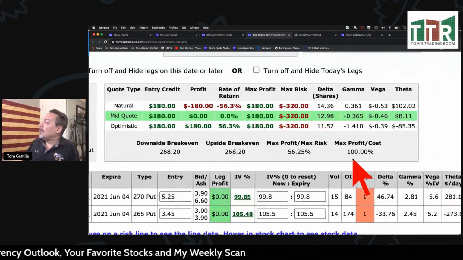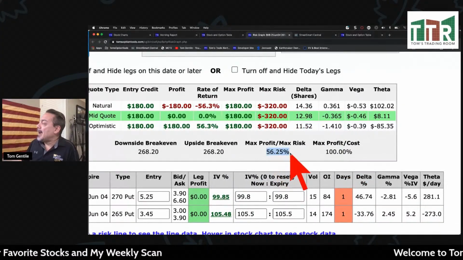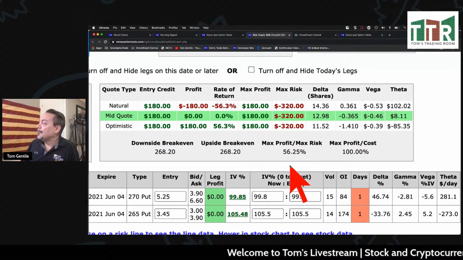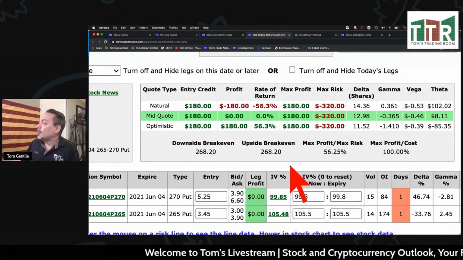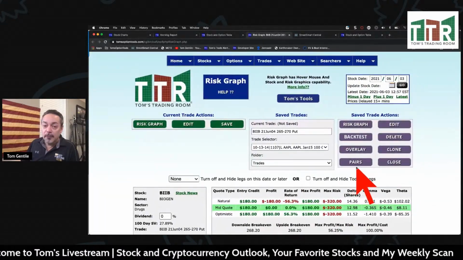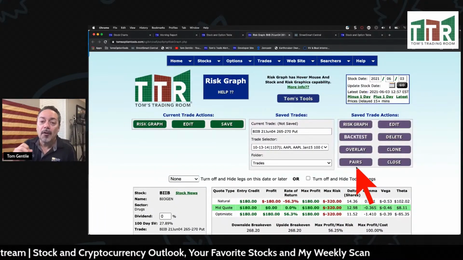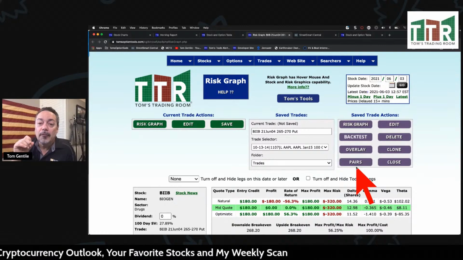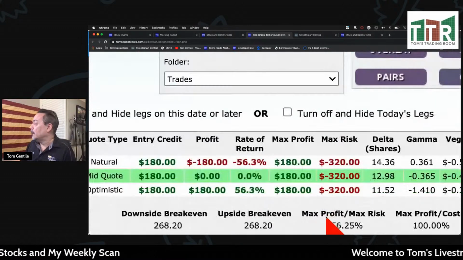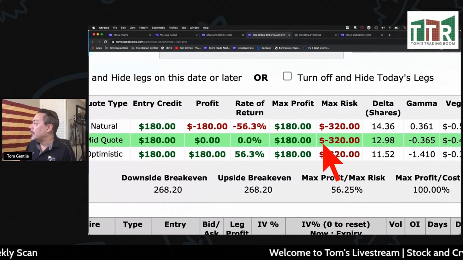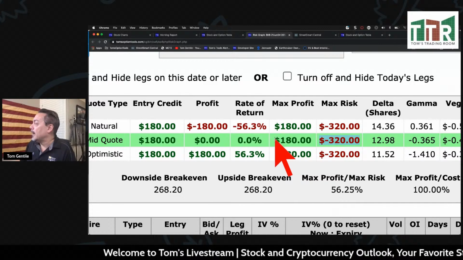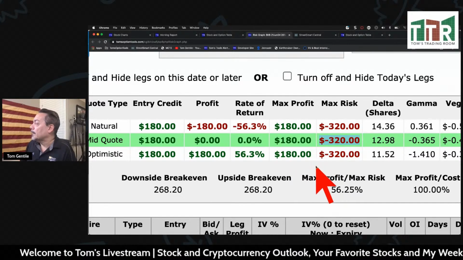What we're looking at is a 56% max profit to max risk on this trade. That's what I see. 56% profit to risk. That's Biogen, so Biogen actually looks like a viable trade. And the best part is, if Biogen goes to zero, what's the worst you can lose? It's right here. It's called max risk, $320, if you're able to take the trade at a $180 credit.